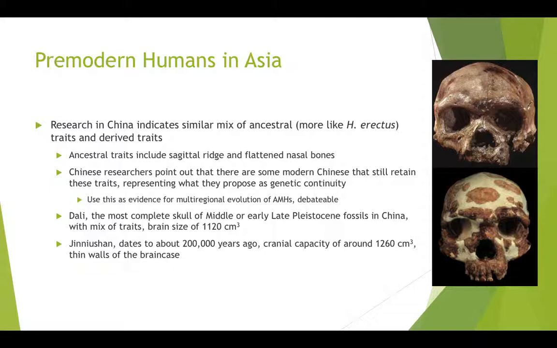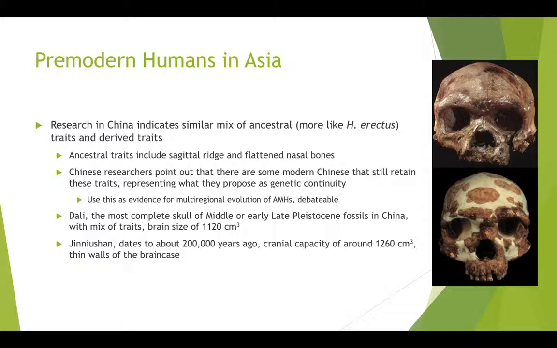Another site called Dali has the most complete skull of any Middle or early Late Pleistocene fossil in China, with a mix of these ancestral and derived traits, and a brain size that's starting to approach this boundary of what we consider Homo sapiens brain sizes. So the Dali skull has a brain size of about 1,120 cubic centimeters, and the Dali skull is the one that's pictured at the top.